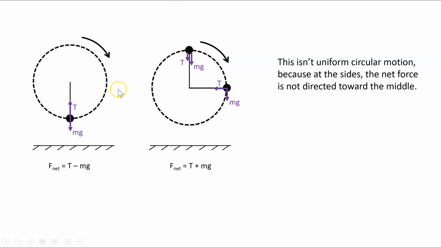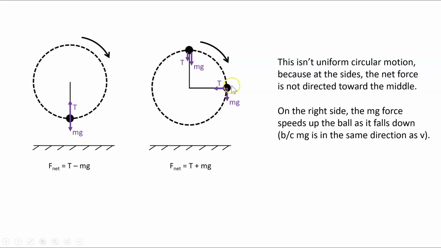As a result, the example you see here is not uniform circular motion, because at the sides, you have this other force, and the net force, if you added these together, would not be directly toward the center. Over here on the right, the ball would be speeding up as it falls down, and then over here on the left, it would be slowing down as it rose.